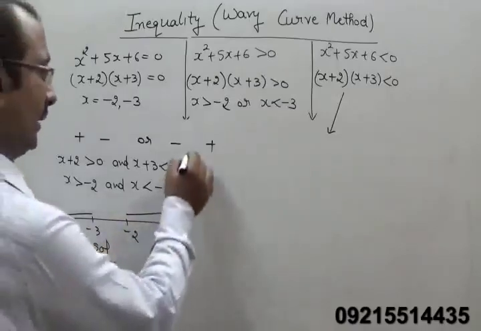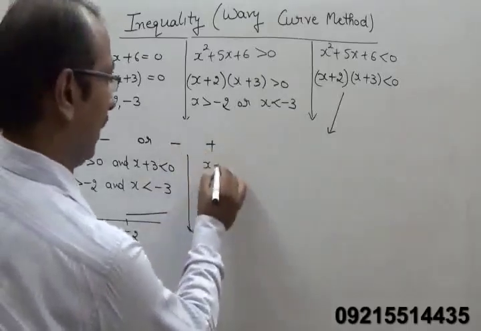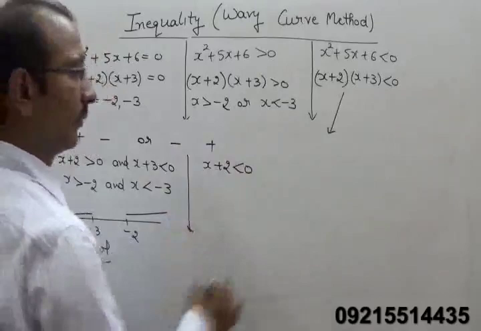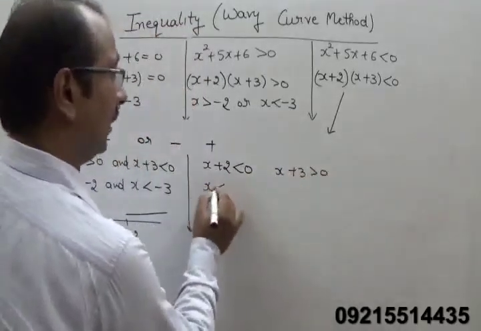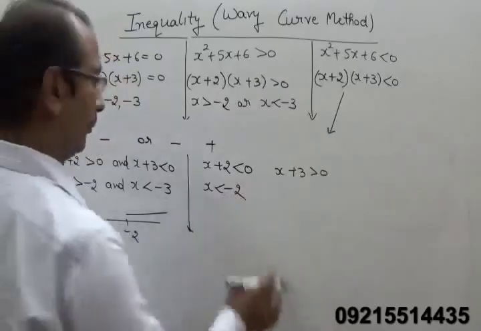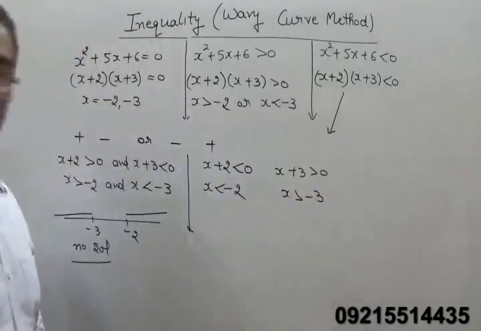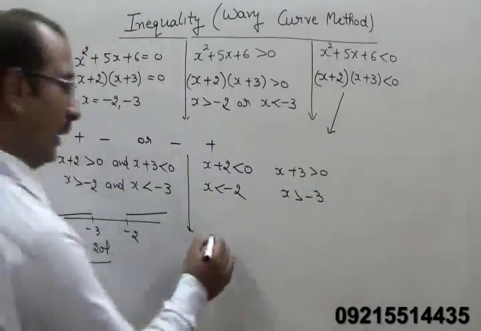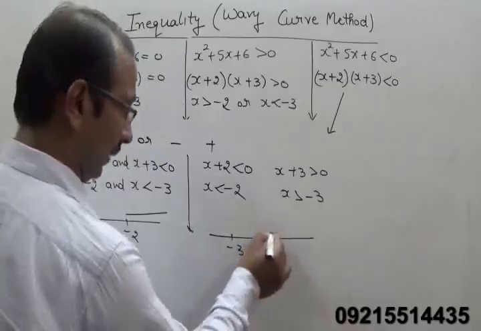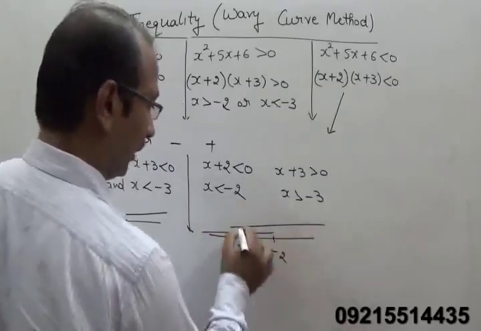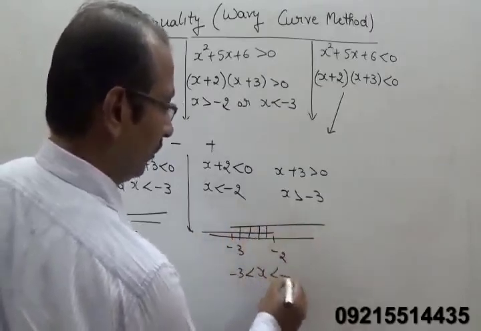Now I take the second case. It states first is negative and second is positive. So I can say x plus 2 is less than 0 and x plus 3 is greater than 0. Okay, it states x is less than minus 2 and x is greater than minus 3. Now I show it on the number line. This is minus 3 and this is minus 2. X is less than minus 2, x is greater than minus 3. This is my common interval. Here I can say x lies between minus 3 to minus 2.